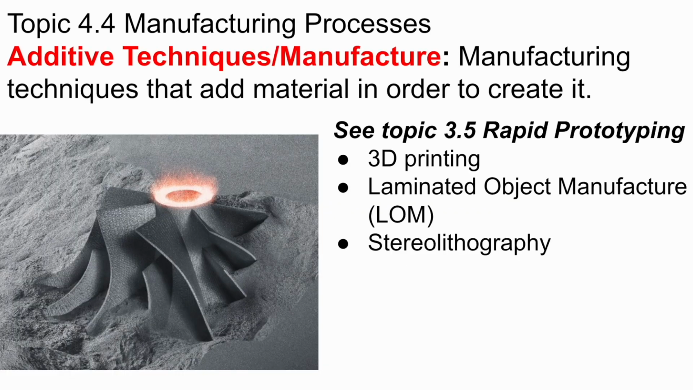Manufacturing has two divisions. It's divided into additive techniques and subtractive techniques. We've already talked about additive techniques in topic 3.5, rapid prototyping, but it's manufacturing techniques that add material in order to create it. So that would be things like 3D printing, laminated object manufacturing, stereolithography, anything like that. So you might need to refer to topic 3.5 to have a reminder of the different types of additive manufacturing.